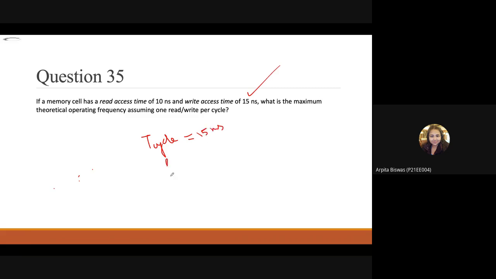A similar type of question you are going to practice. F max, how to find out the F max? 1 by T, right? 1 by T cycle. So 1 by 15 into 10 to the power minus 9. So you will get, I think, 66.67 megahertz.